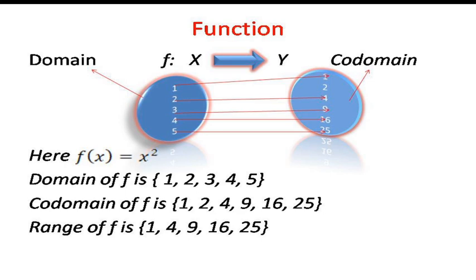So here the domain of f is X, and the codomain of f is Y. And if we consider all the image points, you see here 2 is not an image point of any element of X, right? So in the range set we can't take 2. In the range set our elements should be 1, 4, 9, 16 and 25. So in this way we can find the domain and range of a function if the function is known to us.